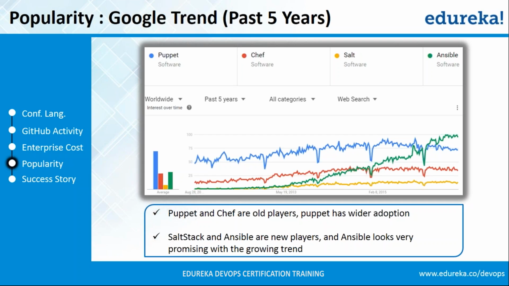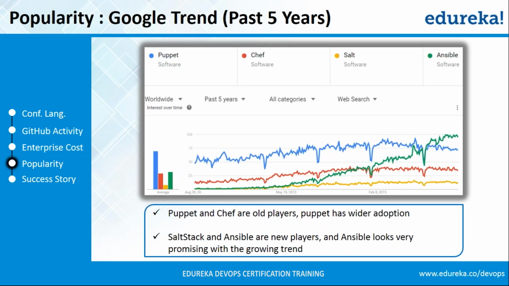And as you can see, the green line of Ansible is trending. It is growing day by day, probably because of ease of setup and ease of use. These are the two major reasons why Ansible is becoming so popular nowadays. Many giants like NASA are using Ansible to provision their environment on cloud.